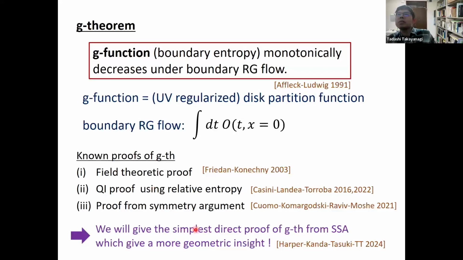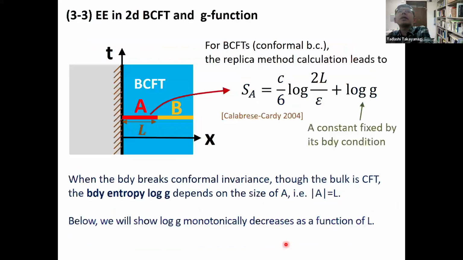So that's just a generalization of the entropic c-theorem, which I explained. That's coming next. And the entanglement entropy in the BCFT and the g function, this is already mentioned. And this setup, we always work with this setup. Subsystem A is here, and the length is L, and then we have this. And we are interested in this constant piece.